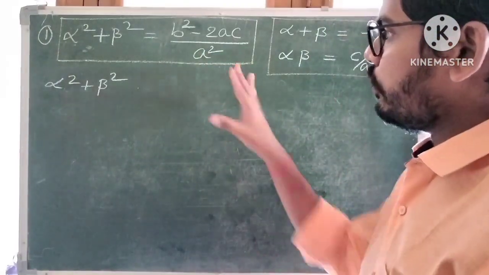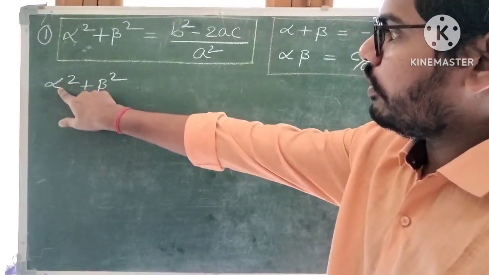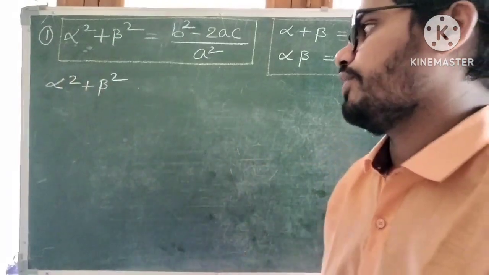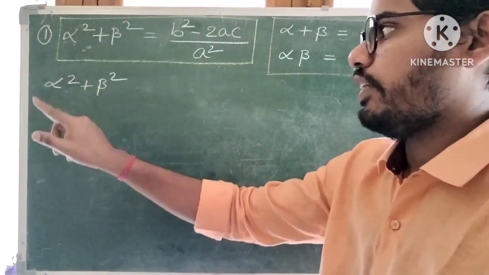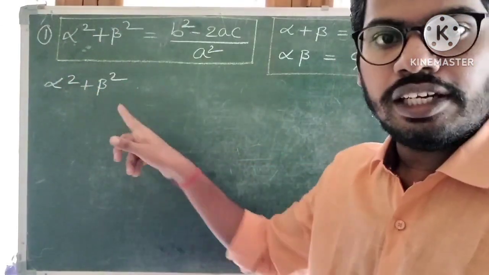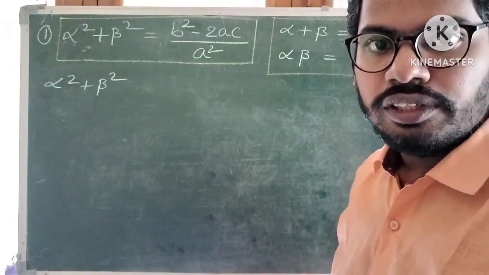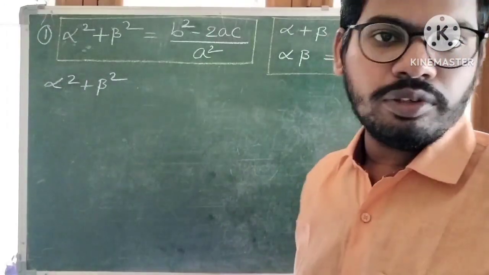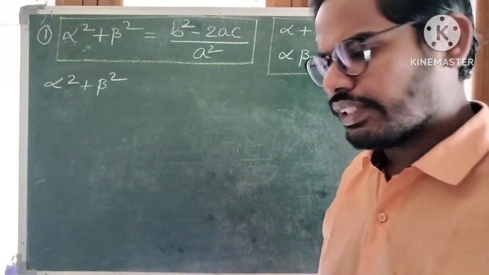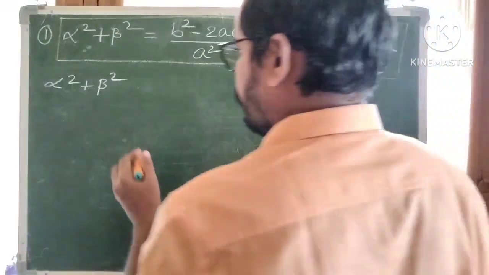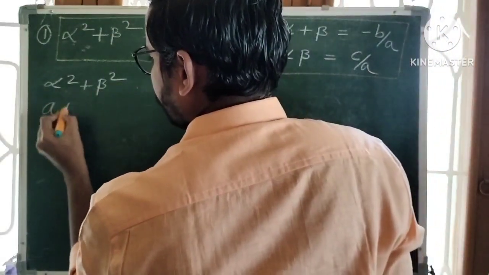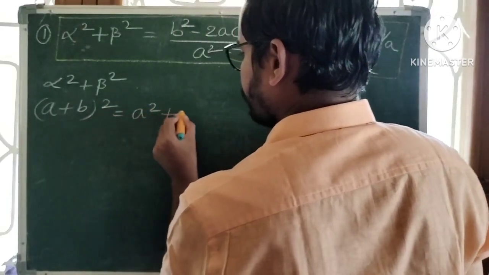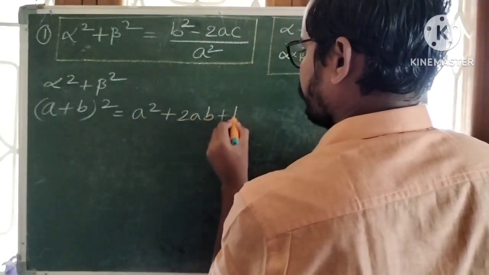We have to prove this. So we have alpha square plus beta square. Just observe this expression. It's like a square plus b square. In which identity does a square plus b square come in general? In a plus b whole square or a minus b whole square. Let us consider a plus b whole square and see what will happen. We know that a plus b whole square is equal to a square plus 2ab plus b square.